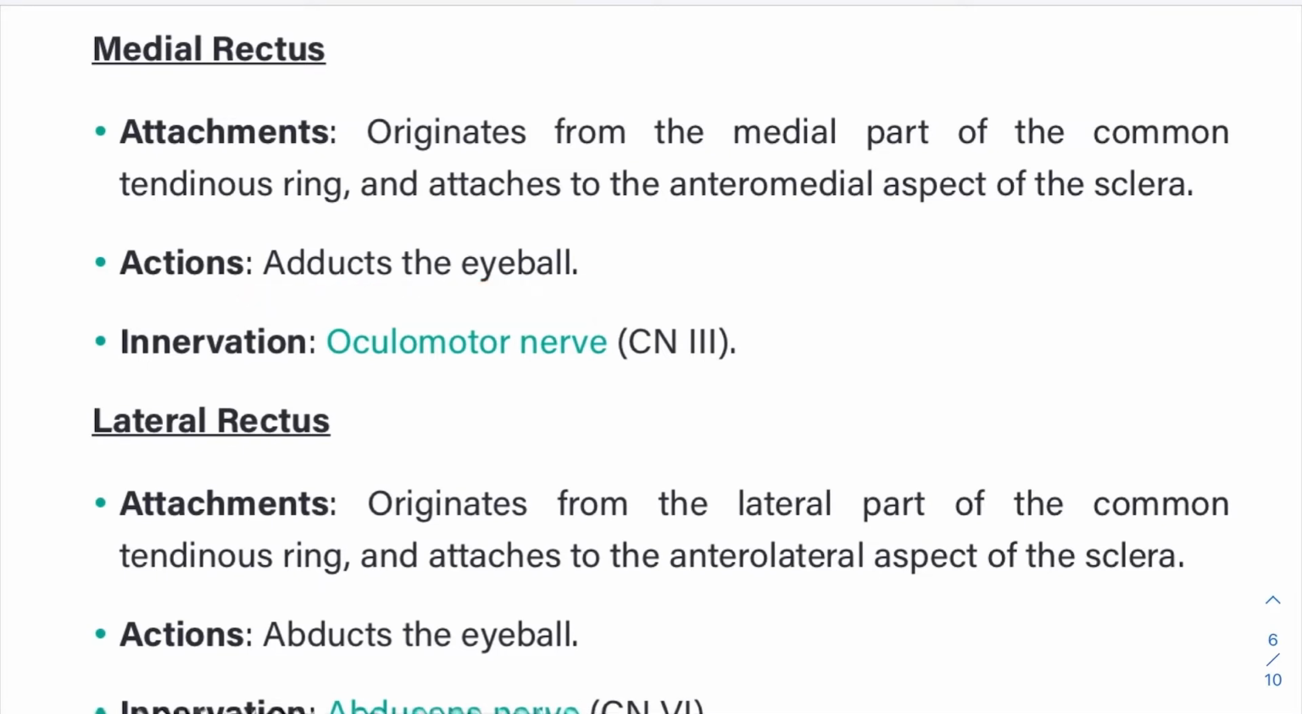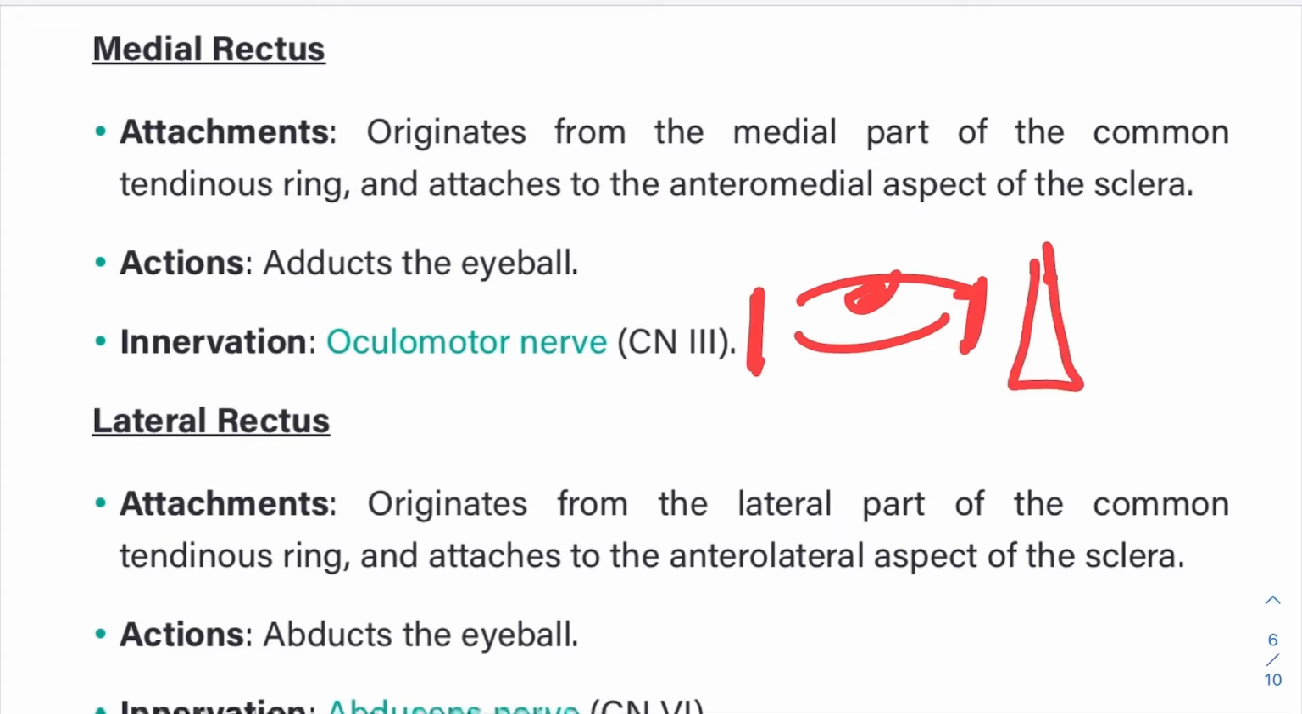That is adduction. The eye is moving towards the nose. It is the origin of the common tendinous ring. Easy. Lateral rectus is also an origin of the common tendinous ring and is supplied by the abducent nerve, and it is the abduction. That is away from the nose. So this is the eye. This is the medial rectus this side. This is the lateral rectus this side. This is the nose. So the medial rectus this side adduction, lateral rectus this side abduction.